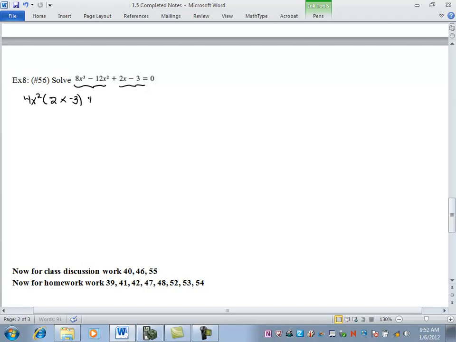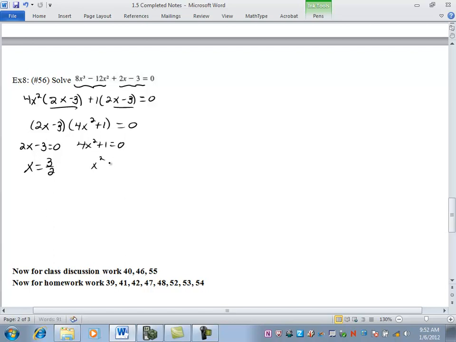I see here I can always take a 1 out. Don't forget about that, folks. That'll leave me with a 2x minus 3. Then what's in common is 2x minus 3. What's left over is 4x squared plus 1. Set both of these equal to 0. Okay, so x equals 3 halves, and x squared equals negative 1/4.